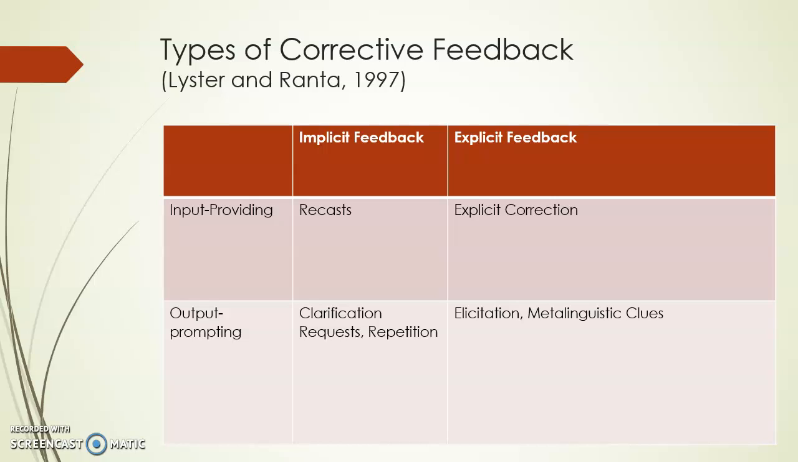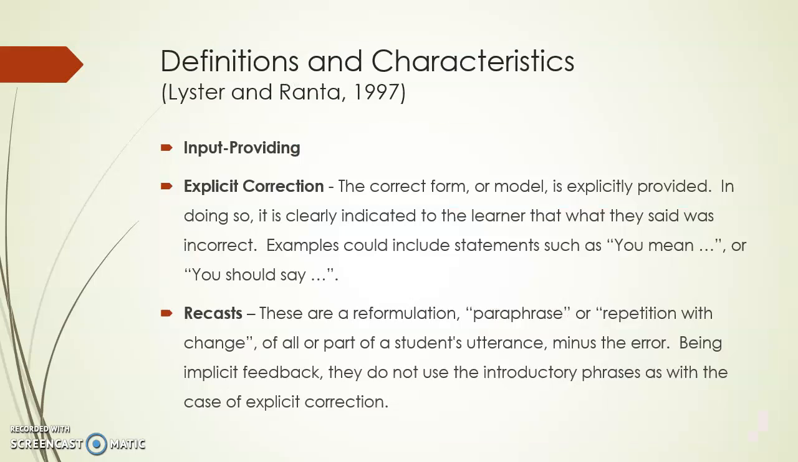With output prompting, there is an obligation or implication of a need of response from the learner. Those would be clarification requests and repetition, and elicitation and metalinguistic clues. Here are some definitions and characteristics of each of these types of corrective feedback.